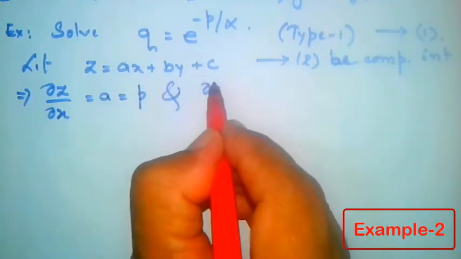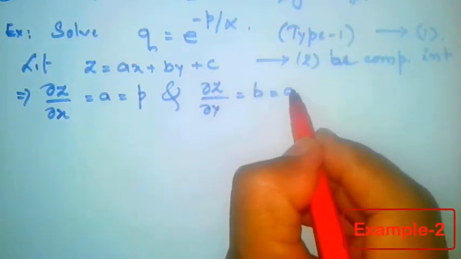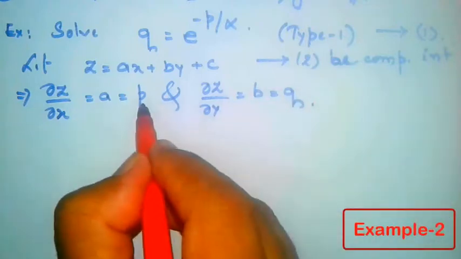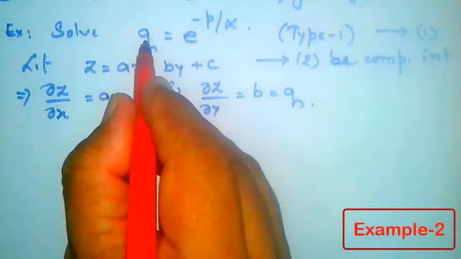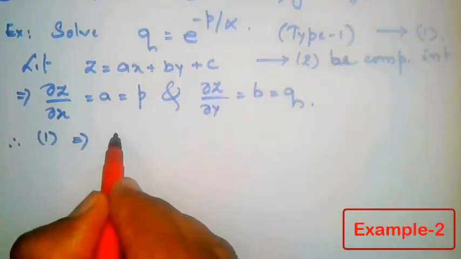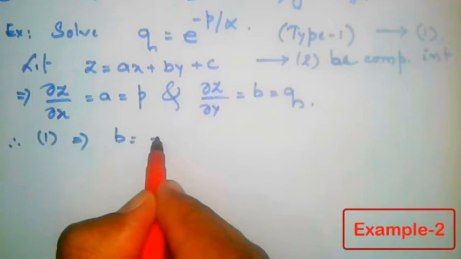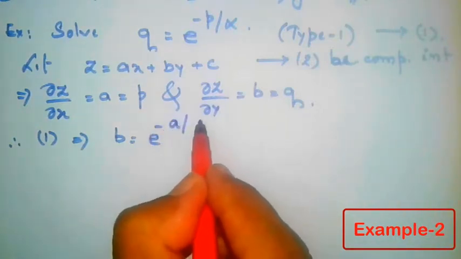And similarly ∂z/∂y will be equal to b, whose value we know is q. We have the value of p as a, and the value of q as b. Let us substitute them into equation number 1. Therefore equation number 1 implies b equals e to the power minus a by alpha.